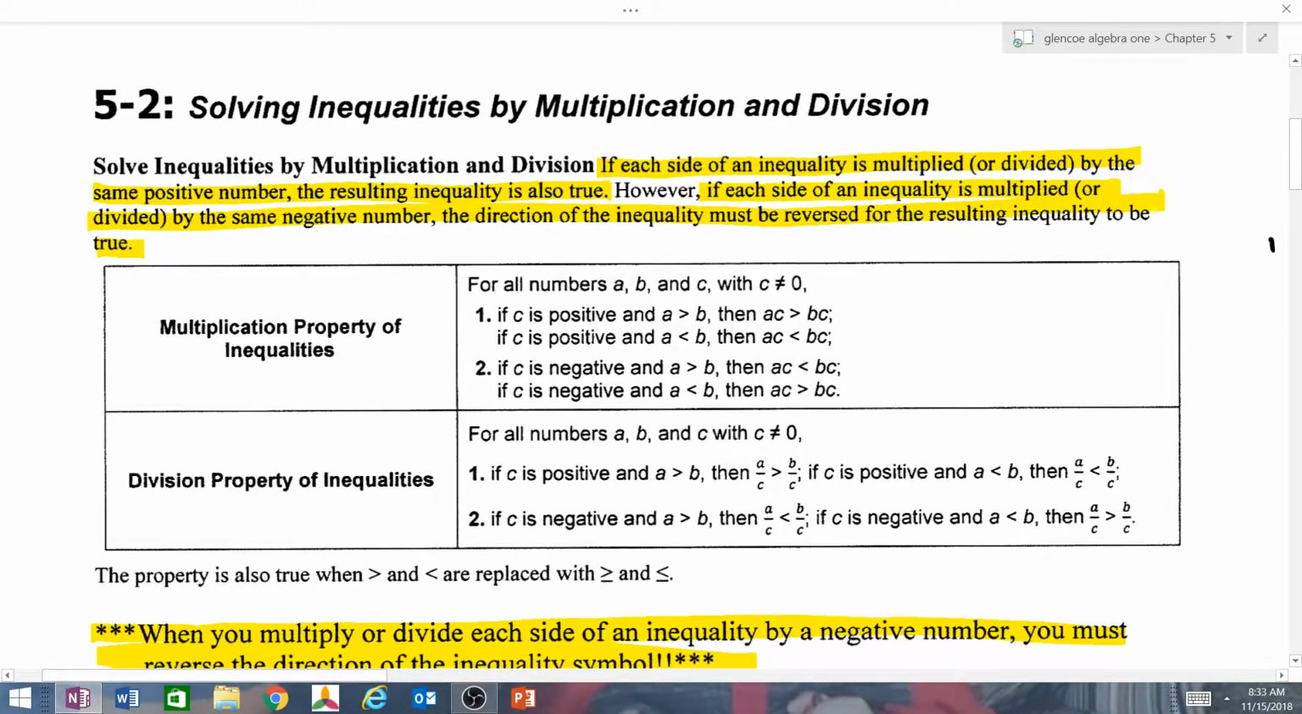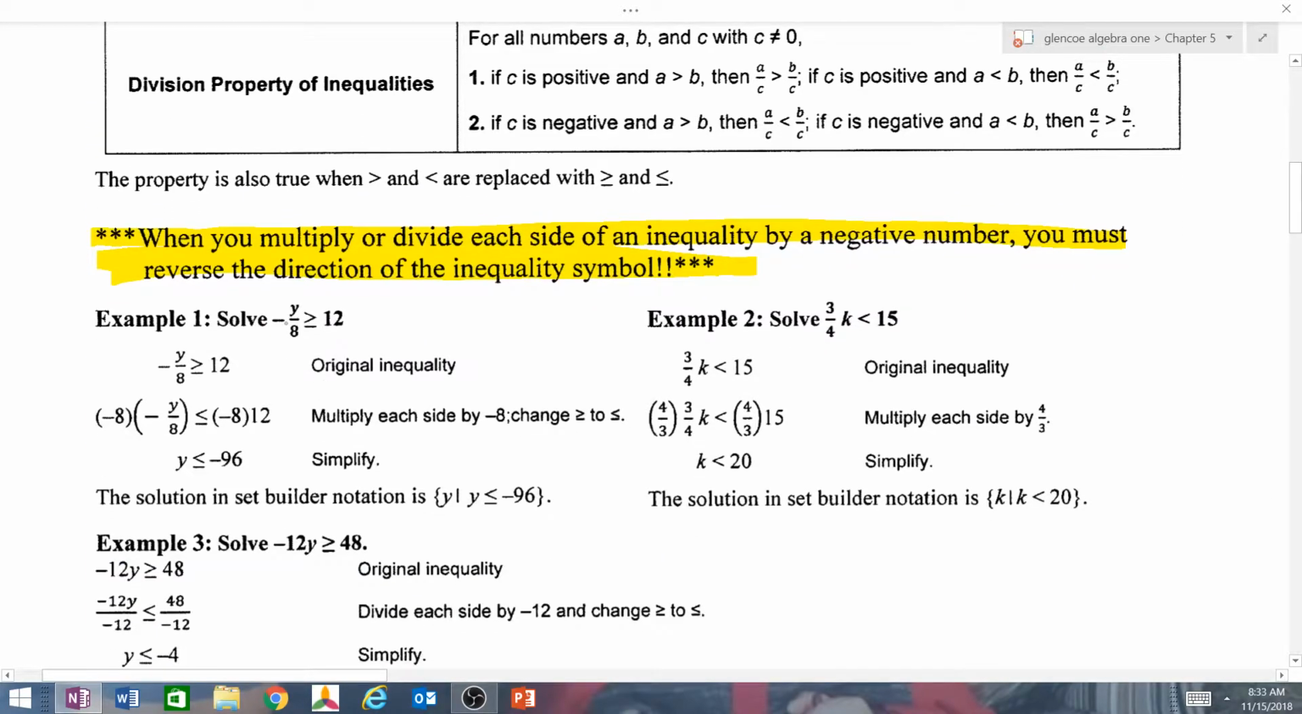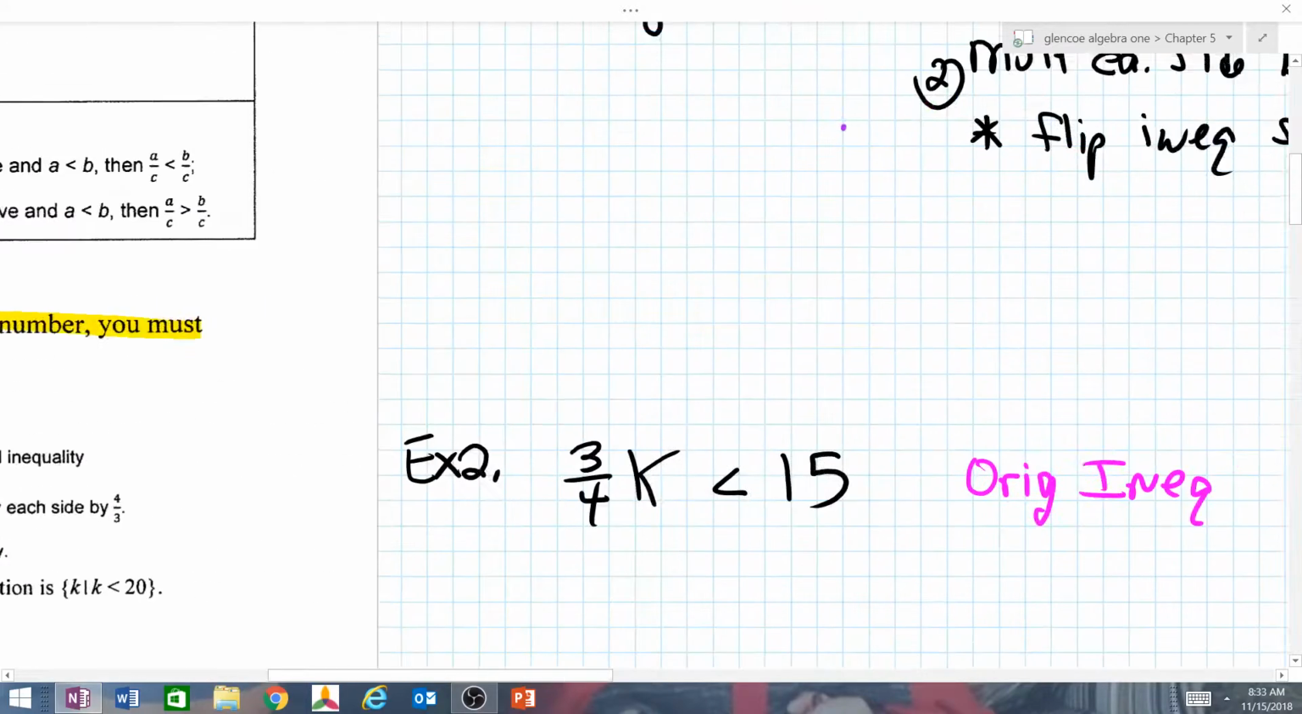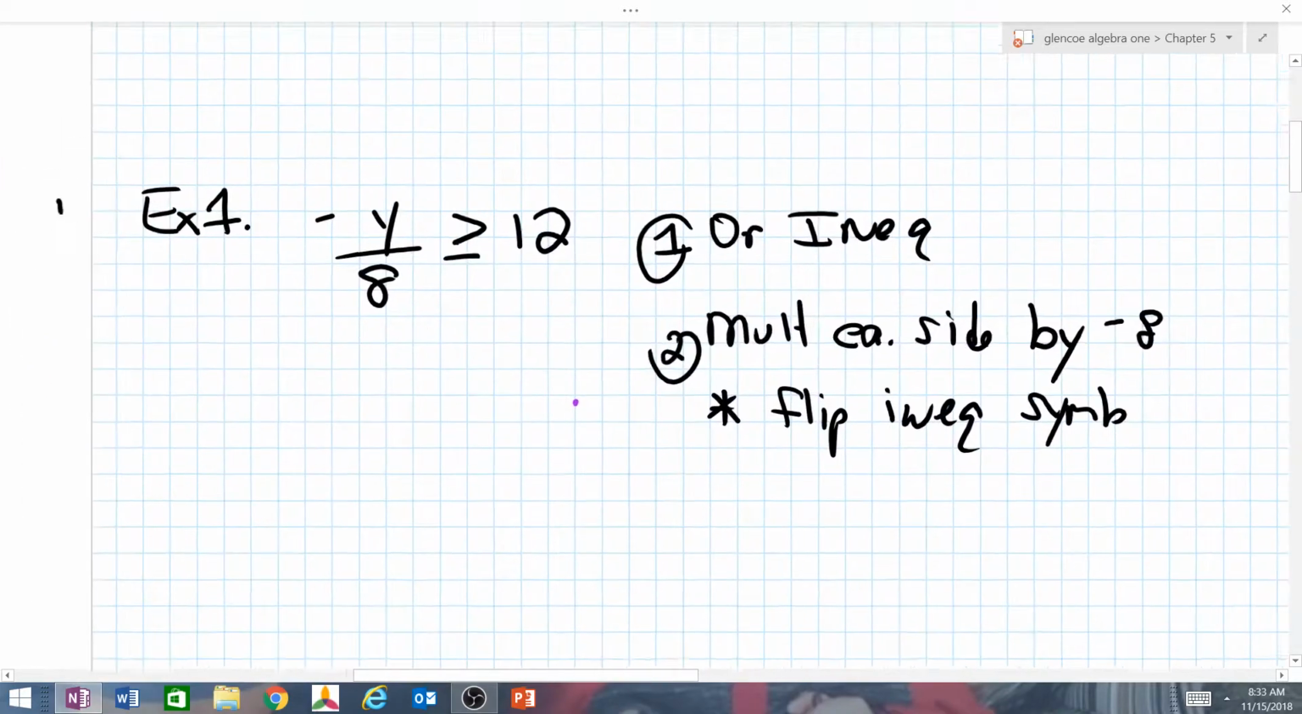Next lesson is lesson 5.2, solving inequalities by multiplication and division. If each side of an inequality is multiplied or divided by the same positive number, the resulting inequality is also true. However, if you multiply or divide an inequality by a negative number, you must switch or reverse the inequality symbol. I don't know how many different ways I can say that. When you multiply or divide each side of an inequality by a negative number, you must reverse the direction of the inequality symbol.